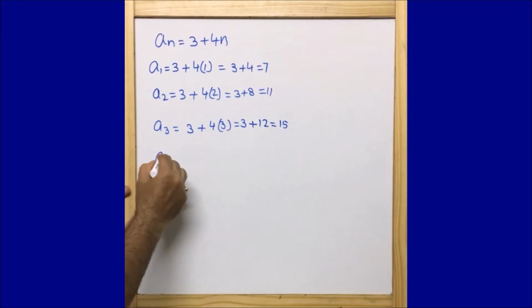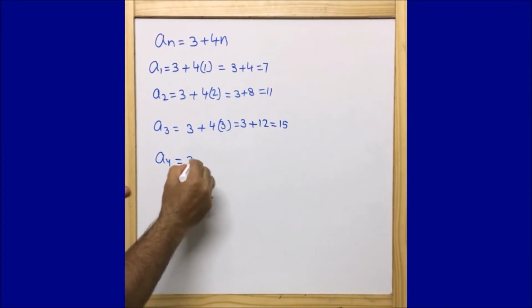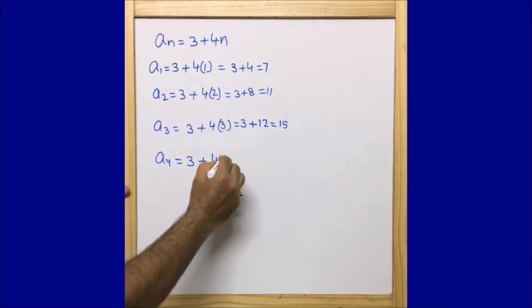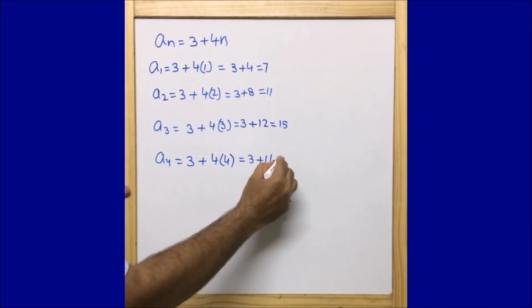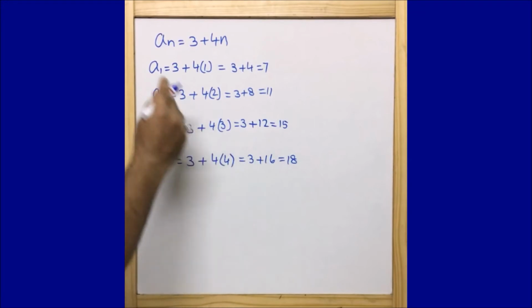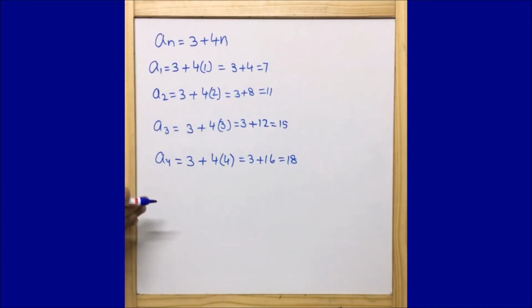When n is equal to 4, 3 plus 4 into 4, that is equal to 3 plus 16, that is equal to 18. That's all guys. I'm not going to calculate any further terms of the AP. So we got the value of a1, a2, a3, a4.